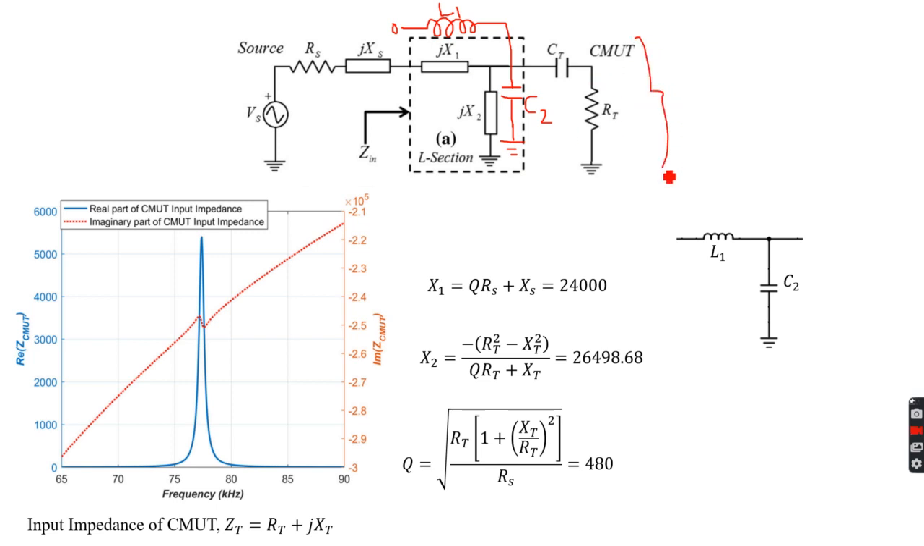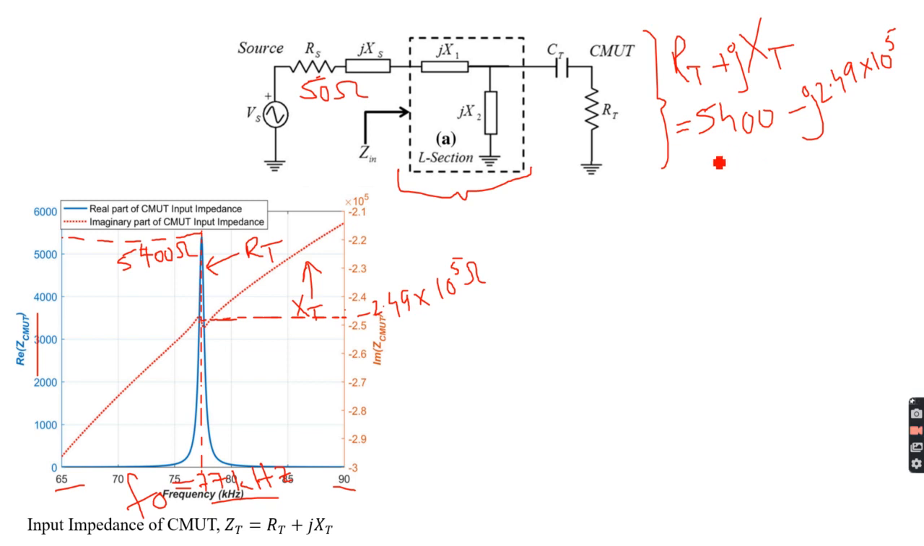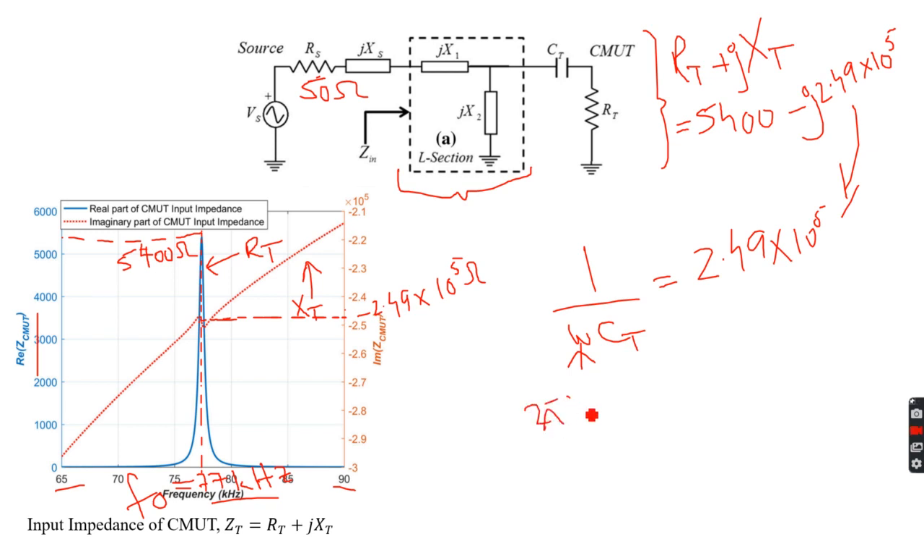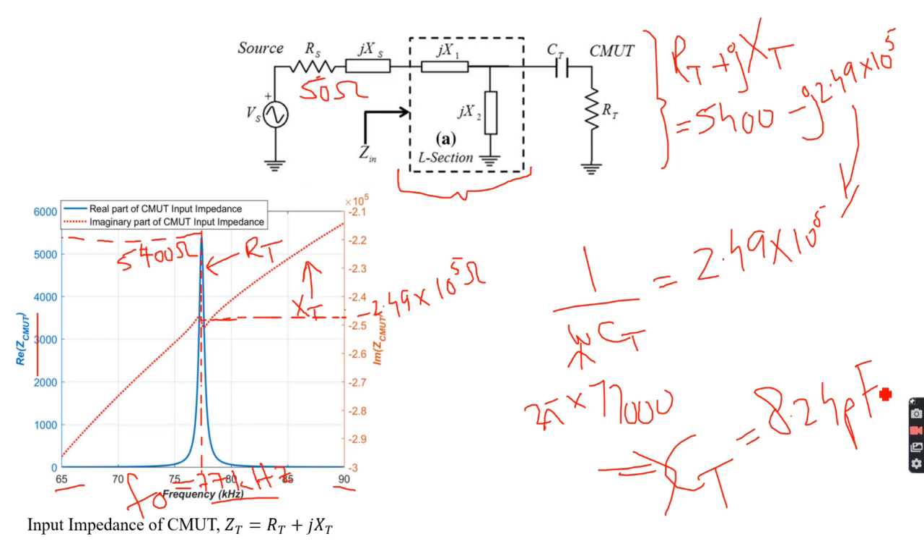Now, if you recall, we have this RT and CT. RT, we know this as 5400. And if I go back, I can evaluate this. So this is 1 over omega CT at 2.49 × 10^5. And if you evaluate this at this frequency, which is 2 pi into 77 kilohertz, you find out that CT is about 8.24 picofarads. Okay, so it's a small capacitor.